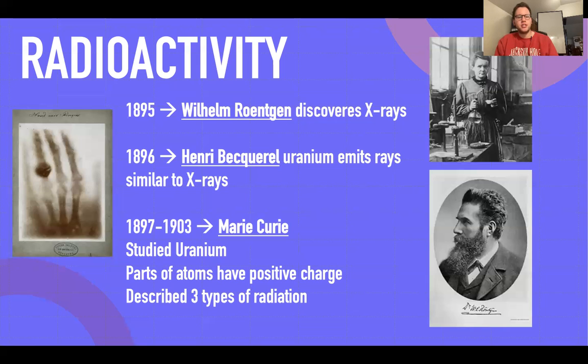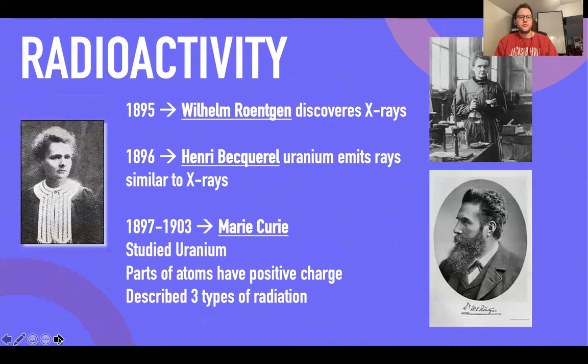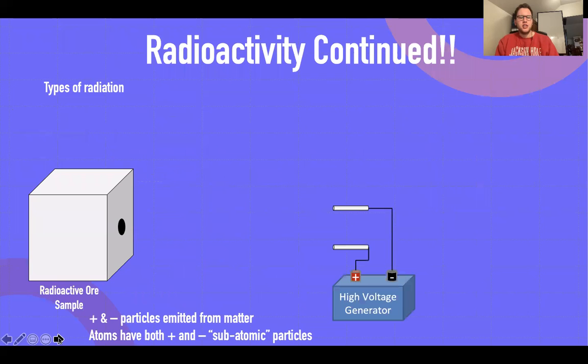She said, this is very interesting. She said parts of an atom have positive charge. She used that to determine that they have positive charge. And she described three types of radiation. There she is. And so the types of radiation, let's see if this works.